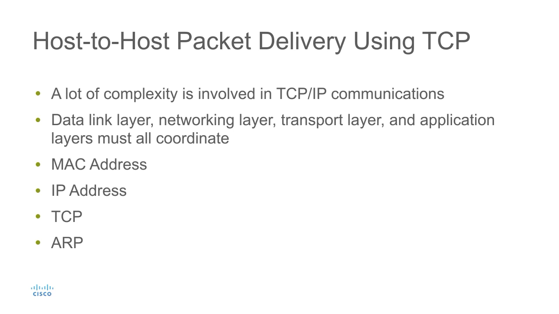you have ARP that sits between the data link and the networking layer. And so these are just a few examples. There are other protocols and functions that are all happening in concert with one another. So let's take a look at the host-to-host packet delivery process using TCP and simplify this to some degree. And as we go through this, we're going to see exactly how data is transferred on a network, how two end systems can coordinate this packet delivery.